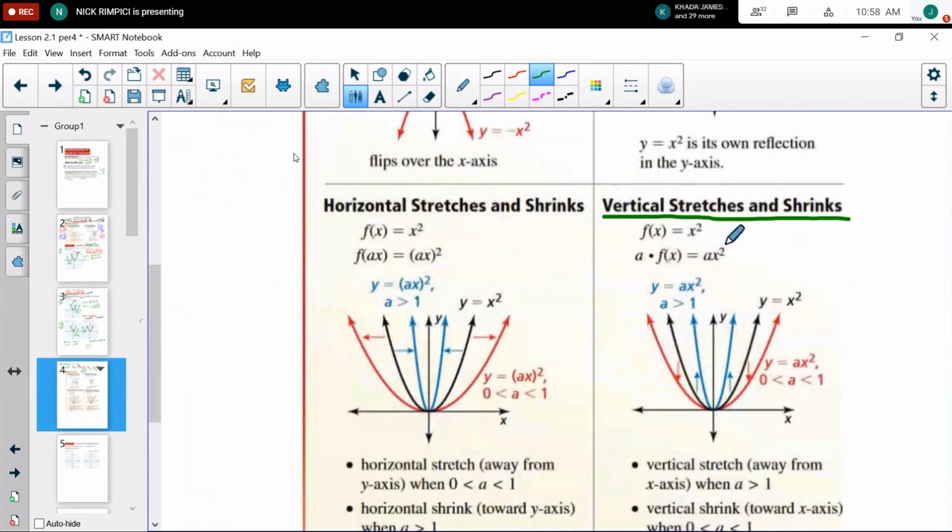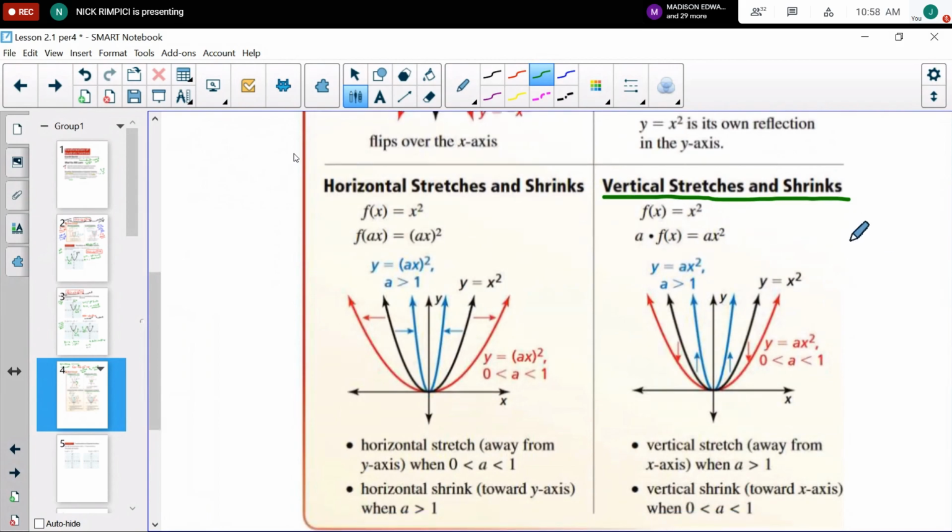So I'm multiplying the entire function by a value. Let's do a value like, how about y equals 2x squared? If I do 2x squared, well, 2 is a number that is greater than 1. So 2x squared might look like the blue one. Because 2 is a number bigger than 1, I am vertically stretching my graph.